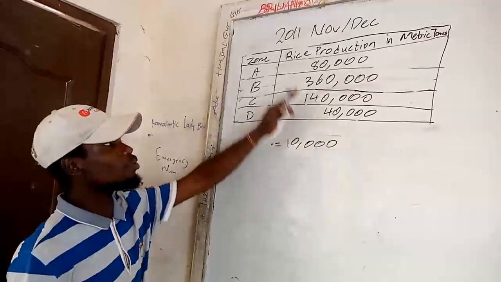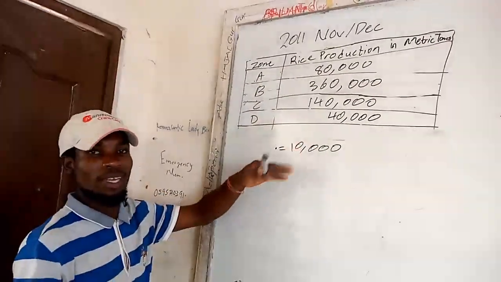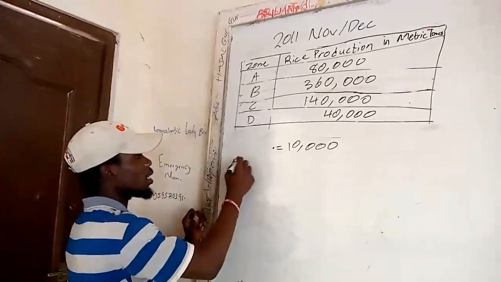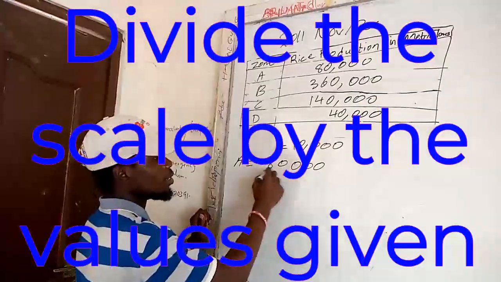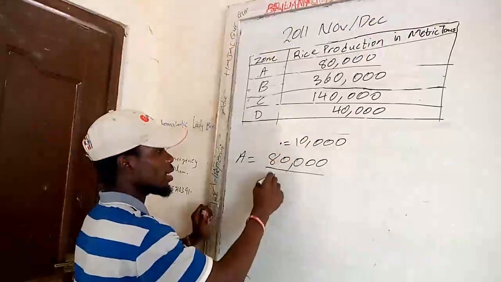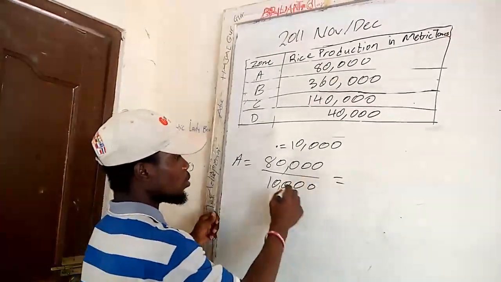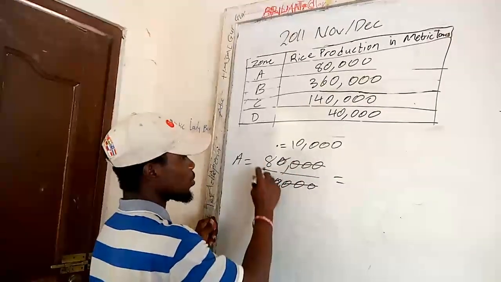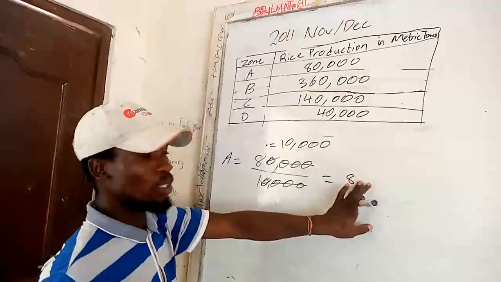So based on that, you have to find out how many dots we draw for each one of them. Starting with A, it is 80,000 divided by the scale, which gives us 8. That means that for A we draw how many dots? 8 dots.